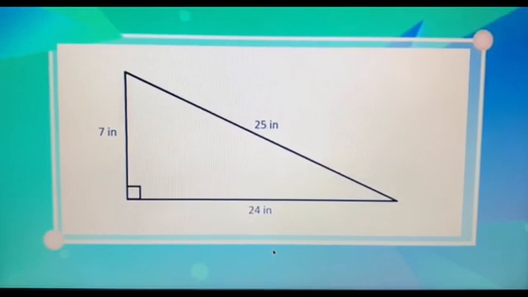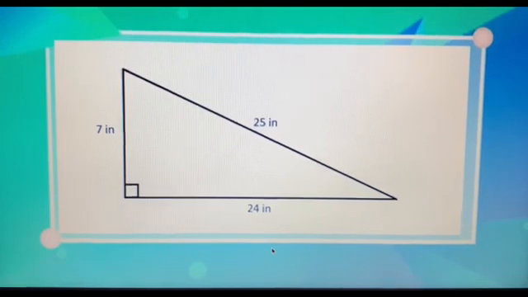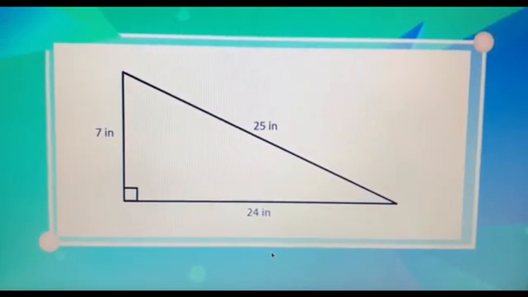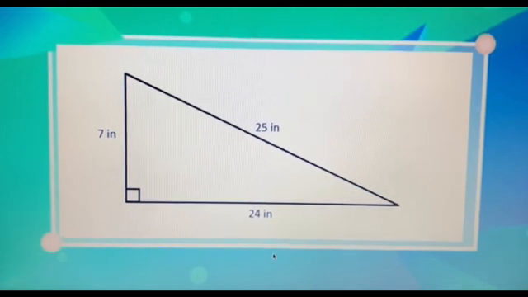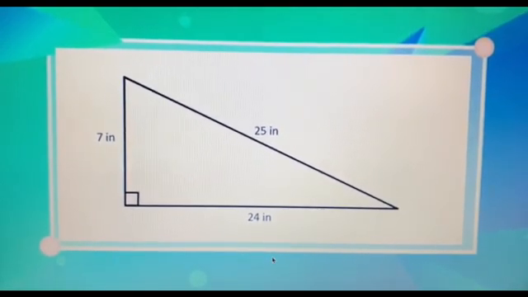So, to find the area of a triangle, we have to multiply the height times width. So pretty much, in other words, it's 7 times 24. What is that? Well, if you said 168 inches square, you're right. So that's pretty much all there is to it.